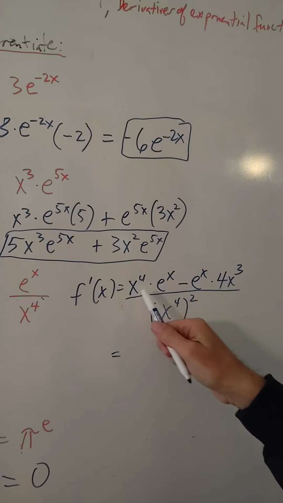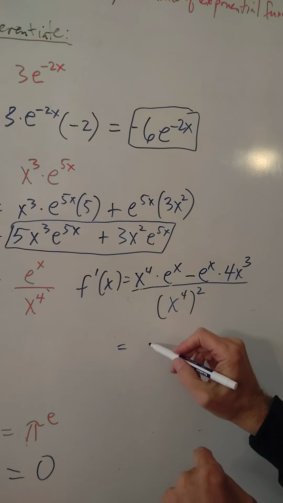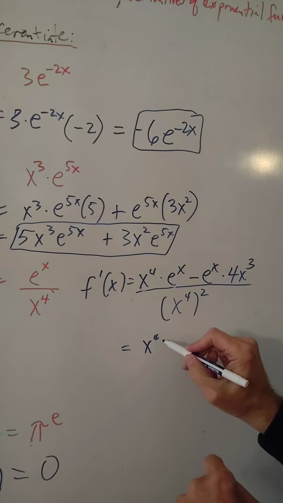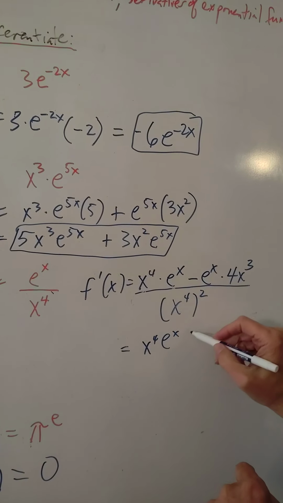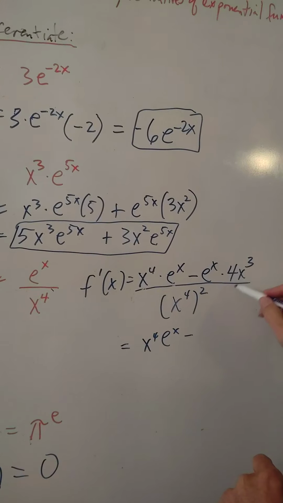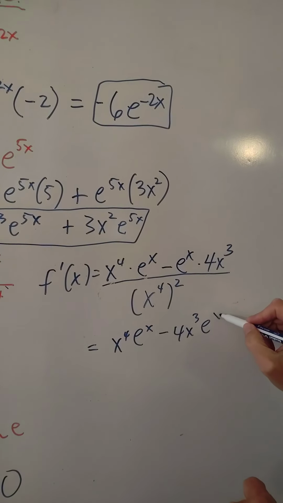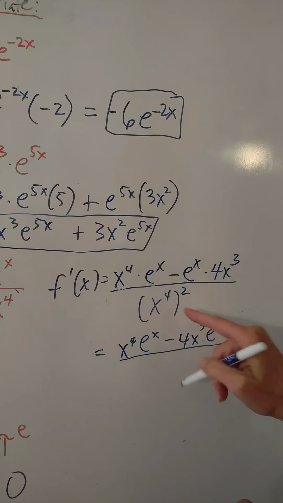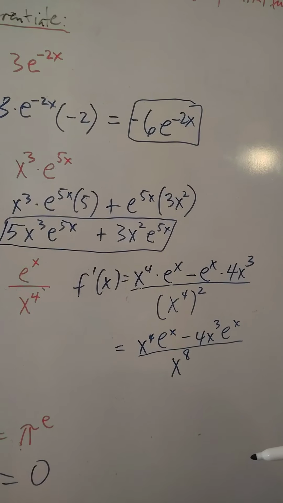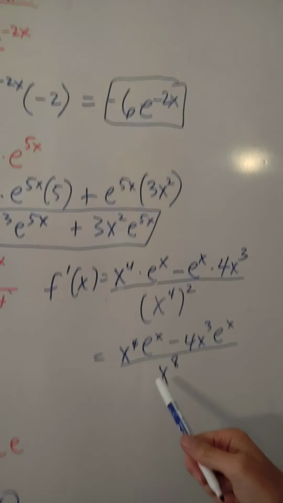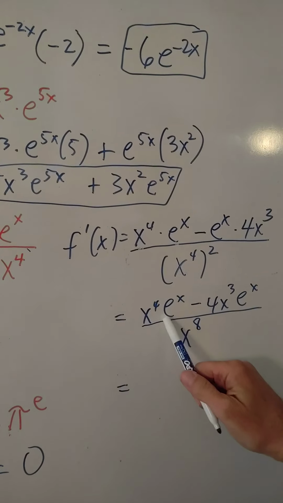And then let's simplify this. So in the numerator, I got these two factors. So let's simplify that. Actually, we really can't. So just write x to the 4th e to the x minus, and I'm going to write the 4x cubed first. It looks nicer, I think, that way. Times e to the x all over. Power to a power you multiply. 4 times 2 is 8. Ocho. So this looks like a pretty good final answer, but it's nice to know how to factor out GCFs.